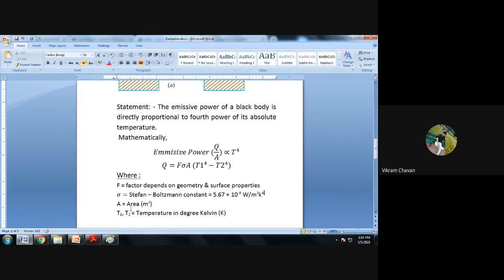Where A is the area, which will be in meter square, and T1 and T2 are the temperatures in degree Kelvin. Getting everyone? Now further we have to find the resistance for the heat flow for radiation, that is, the radiation heat transfer resistance that we need to determine.